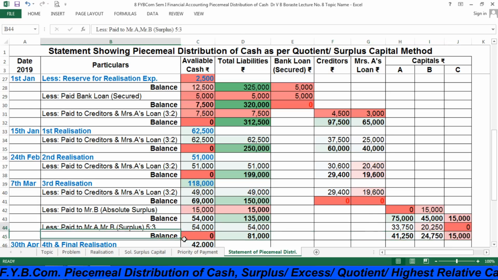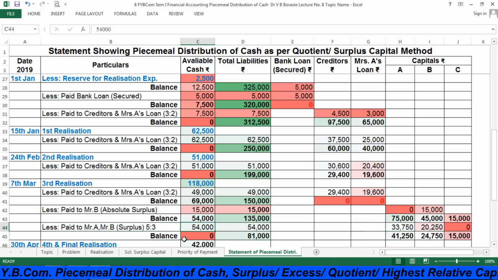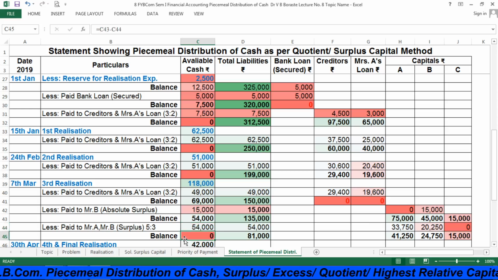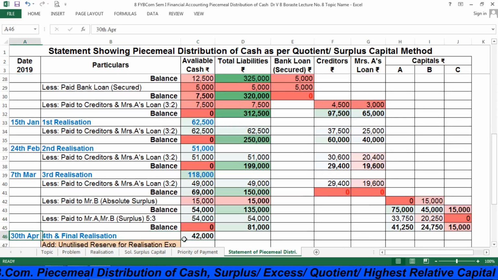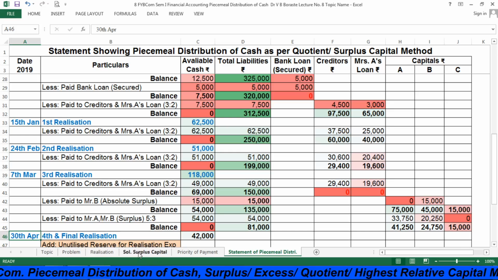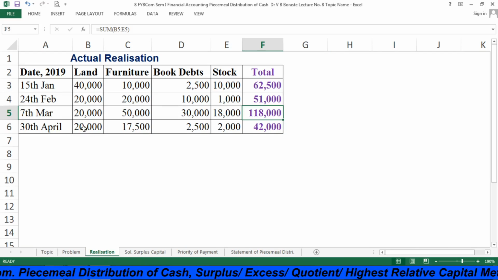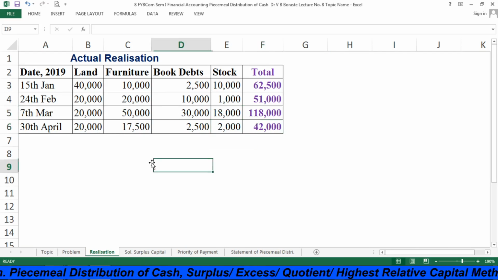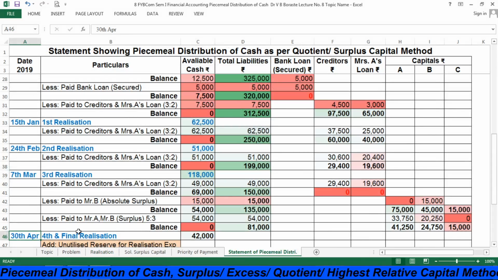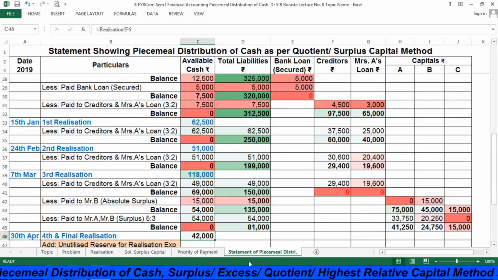Still we have to pay 81,000. In absolute surplus capital we have paid only 54,000. Still we have to pay 6,000 to Mr. A and B. Now we can call our next realization, that is realization number 4, that is 42,000, the last, fourth and final realization of rupees 42,000.